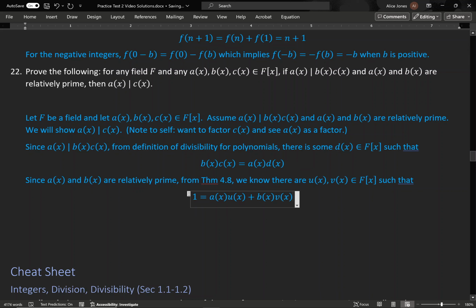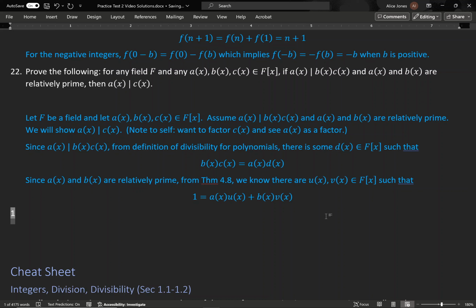Okay, so at this point we have two equations, which is great, and we're trying to show one equation, so we want to factor c(x) and see a(x) as a factor. So basically I need to somehow get c(x) by itself and have a(x) as a factor, but it's not exactly clear how I'm going to do this. It looks a little bit tricky. So how can I get c(x) by itself? I can't divide through by b(x), but I must be able to do something kind of clever. I wonder what that is.